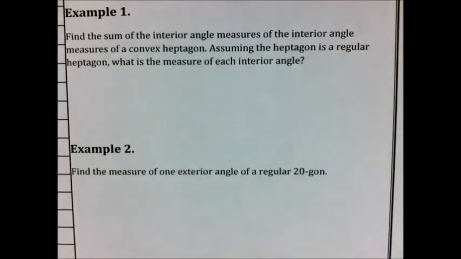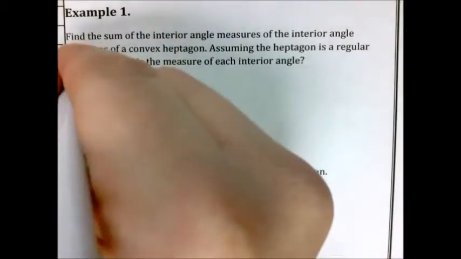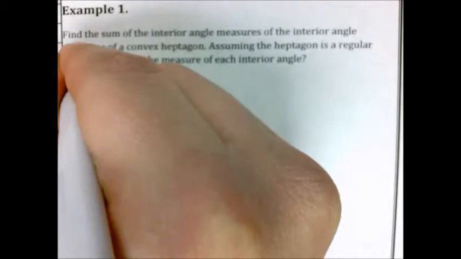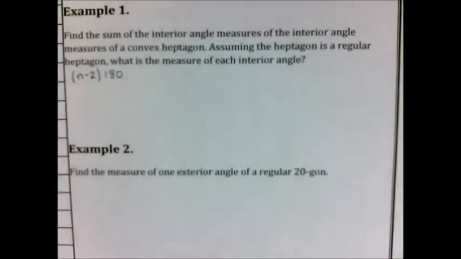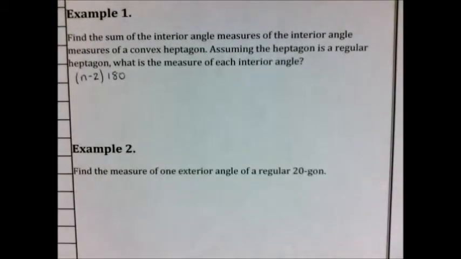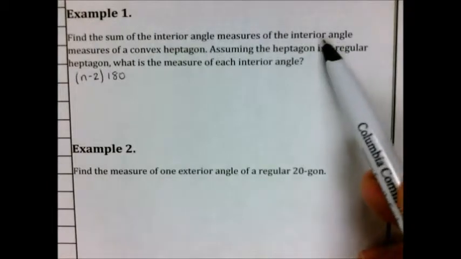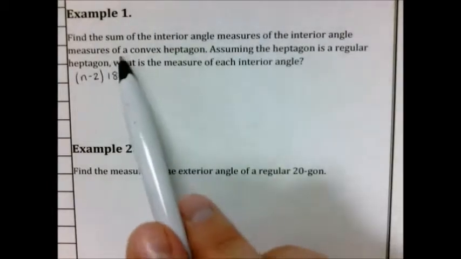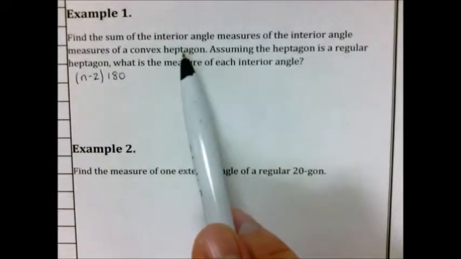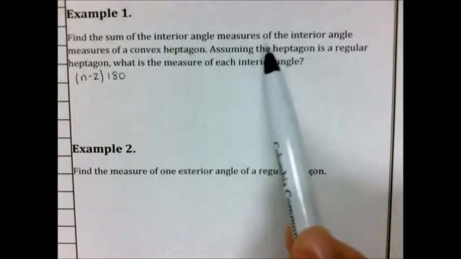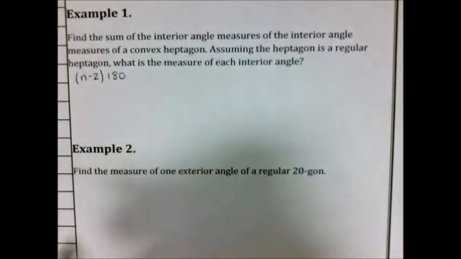Alright, so example 1 says to find the sum of the interior angle measures. Remember, right off the bat, let's go ahead and write the interior angle measures formula. It's n minus 2 times 180. That will give us the sum of those interior angles. We want to find that for the measures of a convex heptagon. Remember, a heptagon has 7 sides, okay? So let's go ahead and do that part first. The second part is just another question, so let's answer that first.